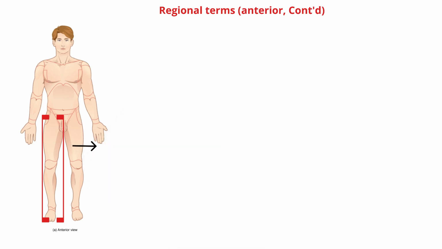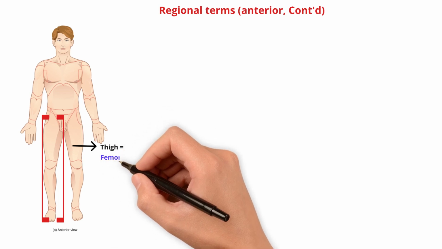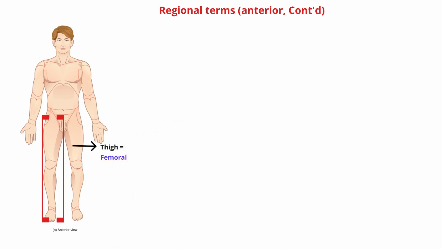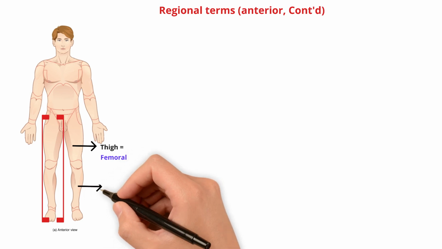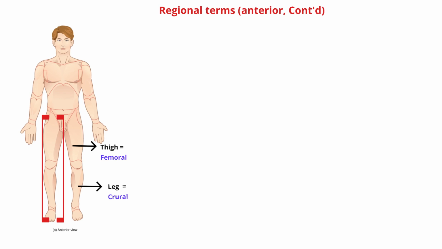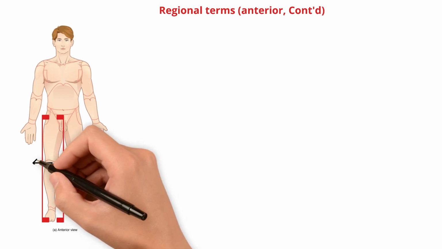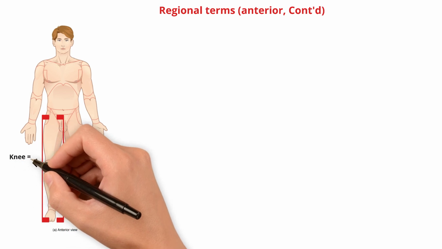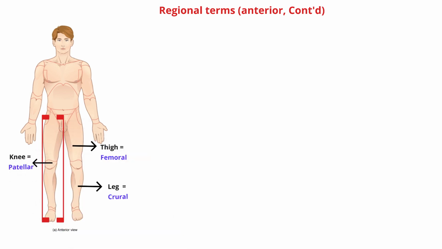The thigh is referred to as the femoral region. It is the upper portion of the lower limb, located between the hip and the knee, moving down. The next region is the leg, which is also called the crural region, and is located between the knee and the ankle. At the knee, we have the patellar region, which specifically refers to the patella, or kneecap.